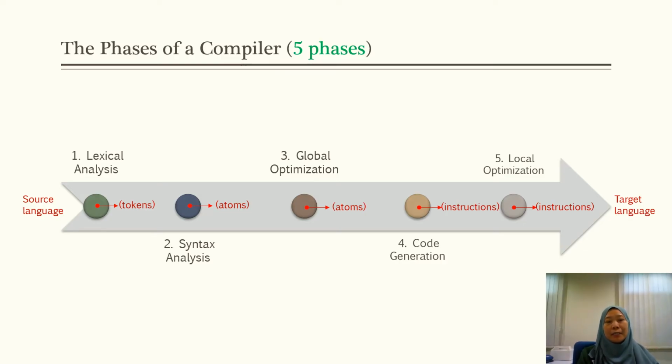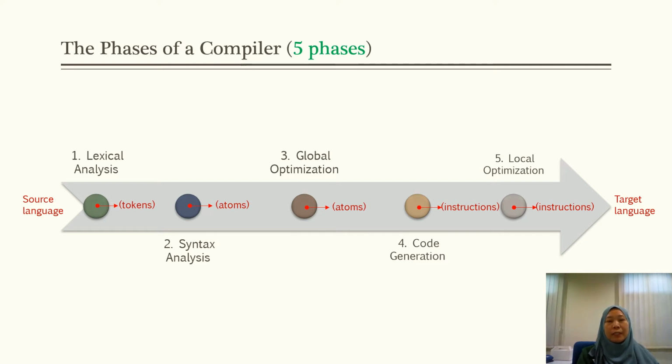For lexical analysis, if you look at the figure here, the input is our high-level language, which could be a Java program, C++, or other languages. The output of lexical analysis is called tokens. After we are done with the lexical analysis phase, these tokens will be used in the next phase, which is syntax analysis. The output of syntax analysis would be atoms, or it can be in the form of a tree structure. I will discuss what atoms are after this.